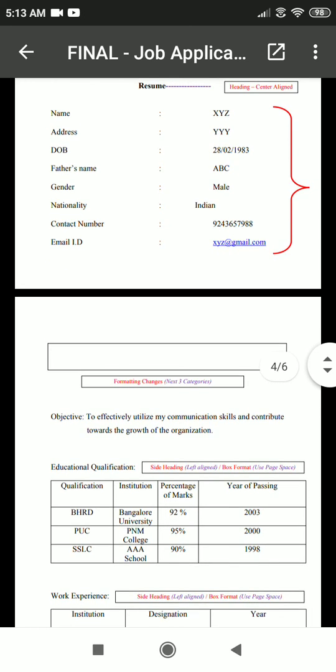Date of birth, write DOB, then you write your date of birth. Then father's name, so and so ABC. Gender: first you're supposed to write the word gender, then male. Same thing applies for all. Nationality, Indian. Contact number, so and so. And then you're supposed to write your email ID.